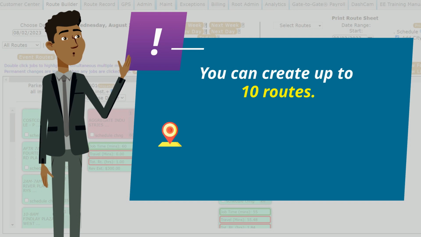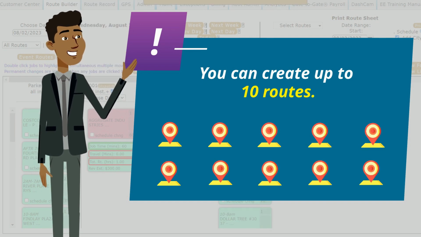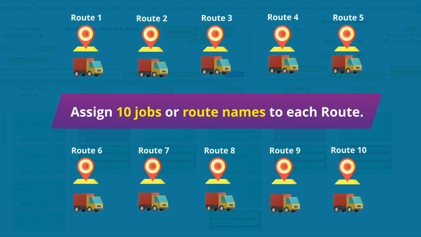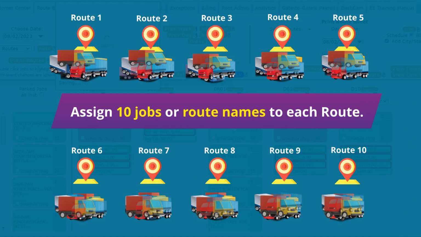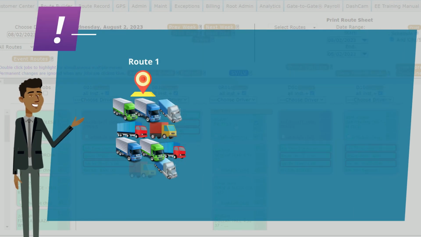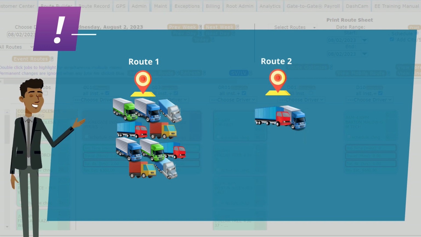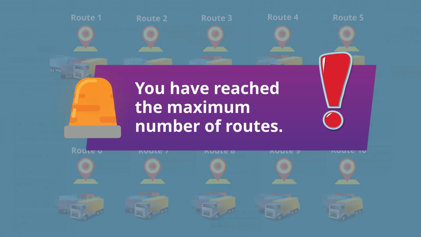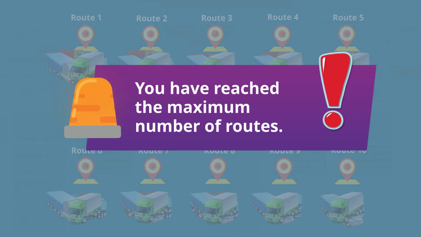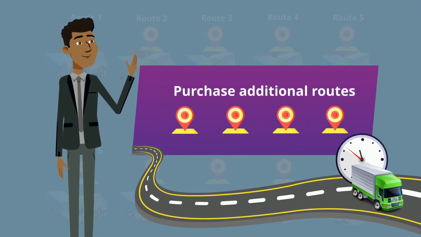In Eagle Eye, you can purchase the basic subscription that comes with 10 routes and assign 10 jobs or route names to each route. If your route has already 10 jobs or route names and you want to add more jobs, you can create another route and add more jobs or route names to the newly created route. If you have reached the number of routes and jobs for your basic subscription, you can purchase additional routes and make them available for job scheduling.